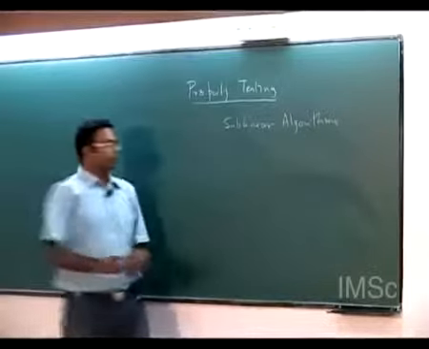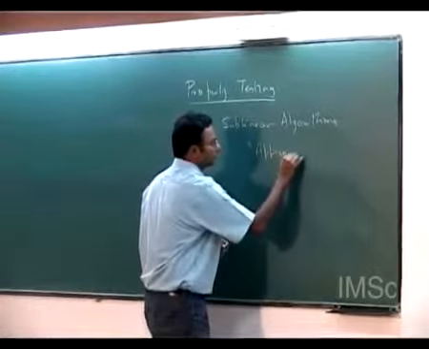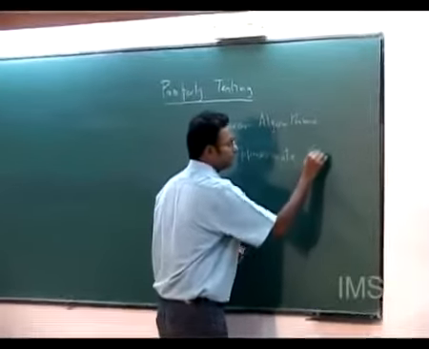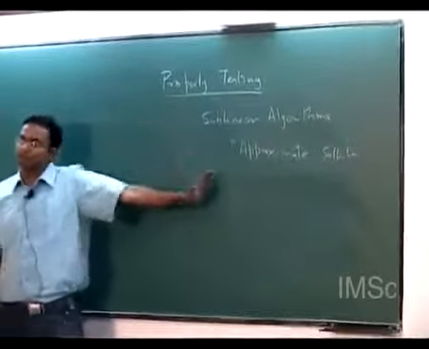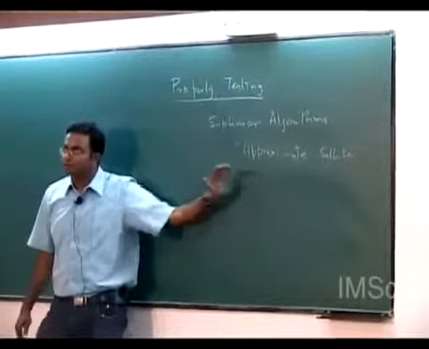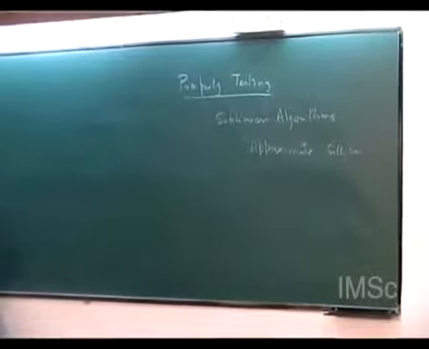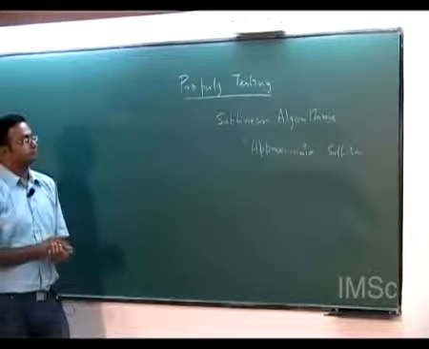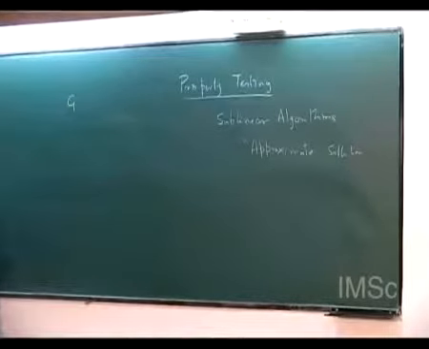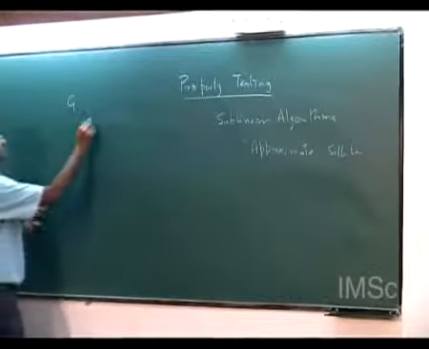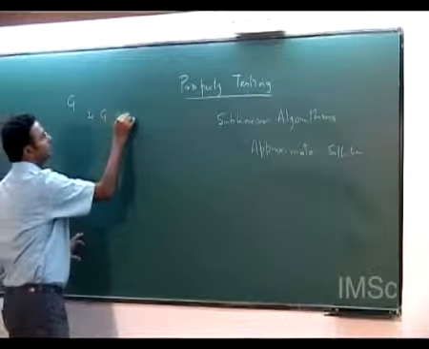Here I use the word approximate, but please don't mistake this with approximate algorithms. I will explain right now what I mean by approximate solution. Let us take a small example. Say we have been given a graph G, and we have been asked the question: is G 3 colorable?